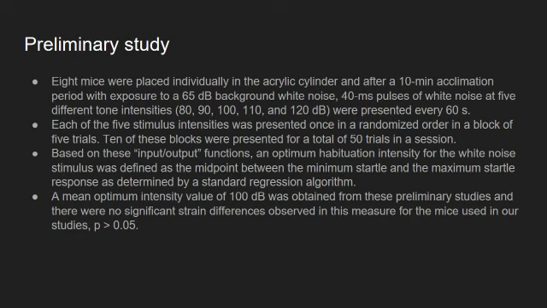Each of the five stimulus intensities was presented once in a randomized order in a block of 5 trials. 10 of these blocks were presented for a total of 50 trials in a session. Based on these input-output functions, an optimum habituation intensity for a white noise stimulus was defined as a midpoint between the minimum startle and a maximum startle response, which is determined by a standard regression algorithm.